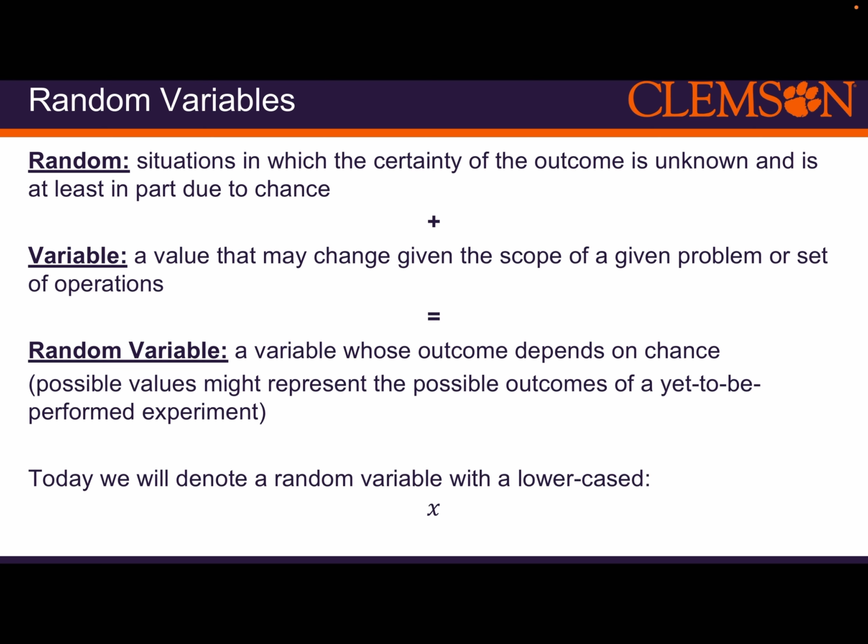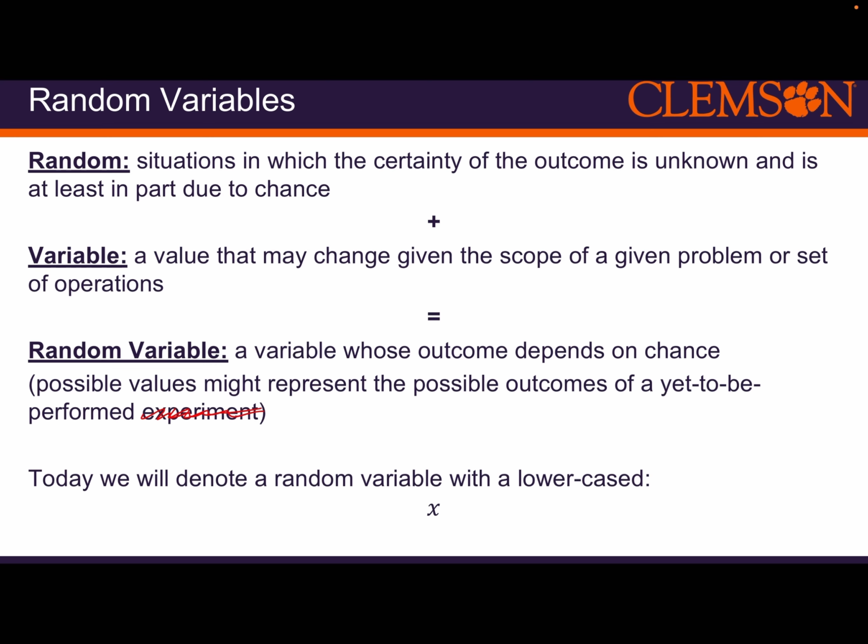A variable is a value that may change given the scope of a problem or set of operations. Contrast that to a constant; just think of a variable as a piece of data that has multiple values. When we put the two together, we get a random variable, which is a variable whose outcome depends on chance itself. So possible values might represent the possible outcomes of a yet to be performed experiment. Experiment is sort of the classical word we use. This could be an observational study as well.